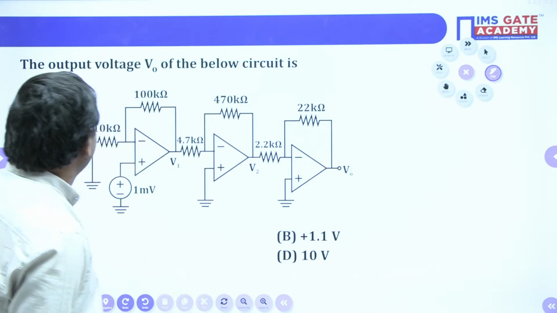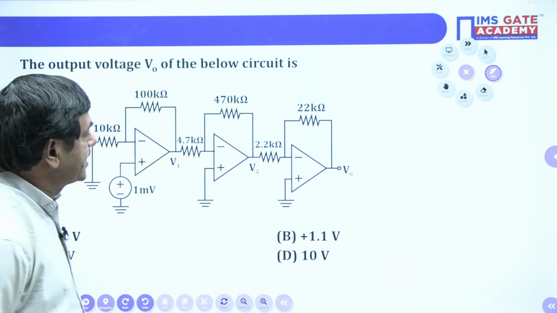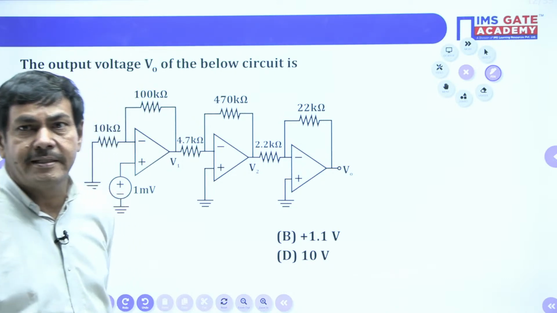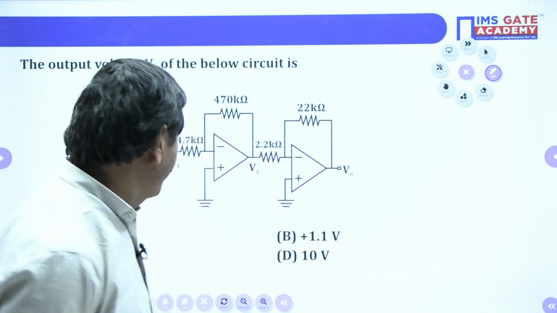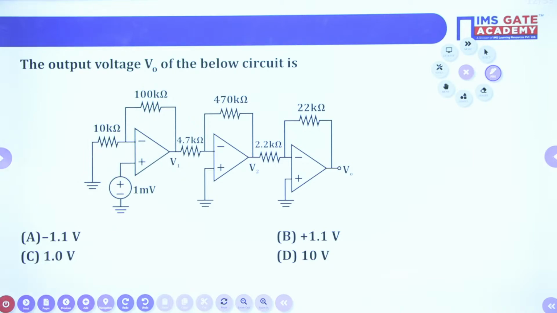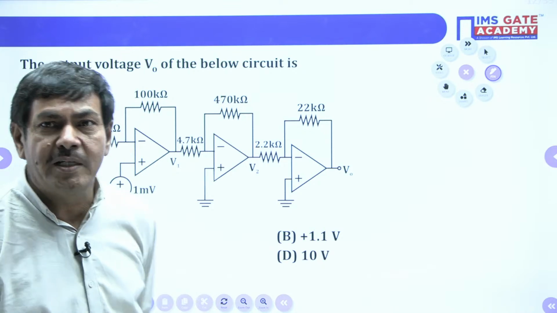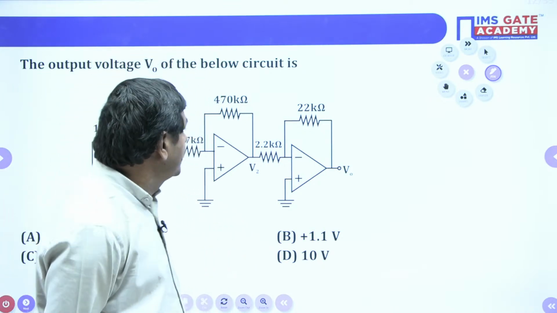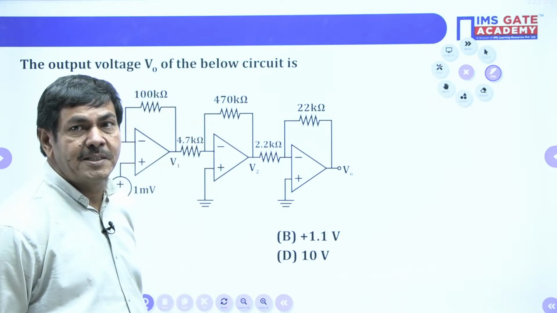The output voltage V naught of the below circuit is asked. Yes, options are given. I think option B is correct. I will check option B. 100% perfect. Yes, very good. One student is putting more effort into doing the problems. Good effort you made. 100% perfect.